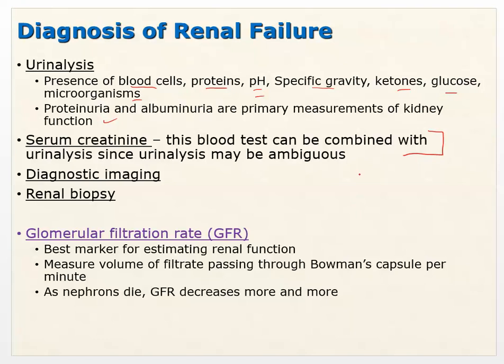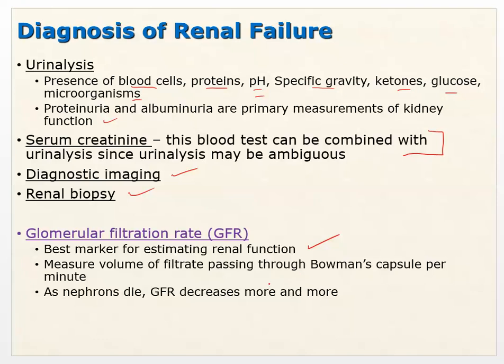So you can see how much is in the blood versus how much is in the urine. You can also test for renal failure by diagnostic imaging. So you can actually look at them, or you can take a chunk through a renal biopsy. Now, far and away, GFR, glomerular filtration rate, is the best marker for estimating renal function. So that's kind of the go-to.